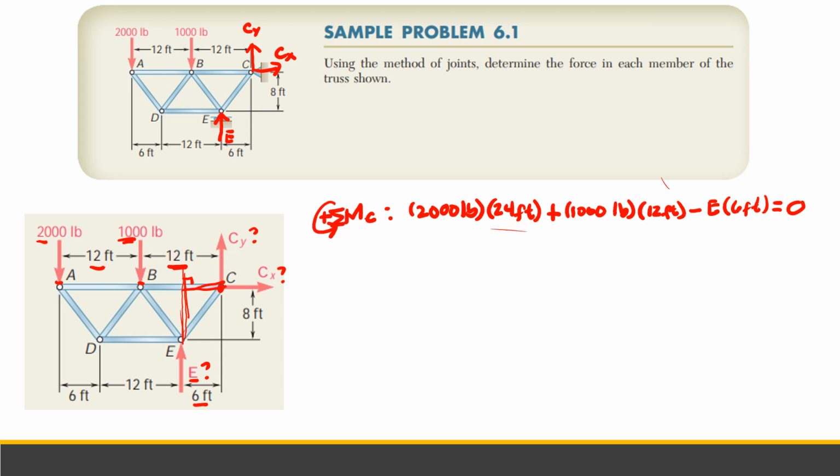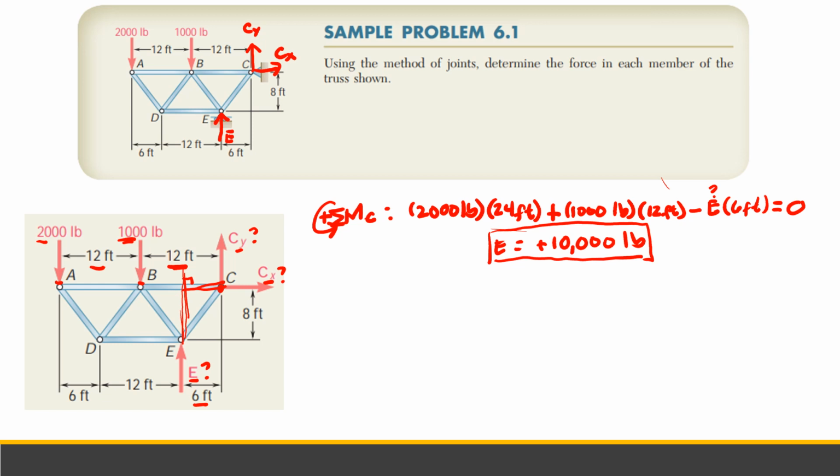The only unknown here is E, so we can solve for E. To transpose, add the two terms and divide by 6 feet. So E is positive 10,000 pounds. Now that we have E, we can solve for Cy and Cx.